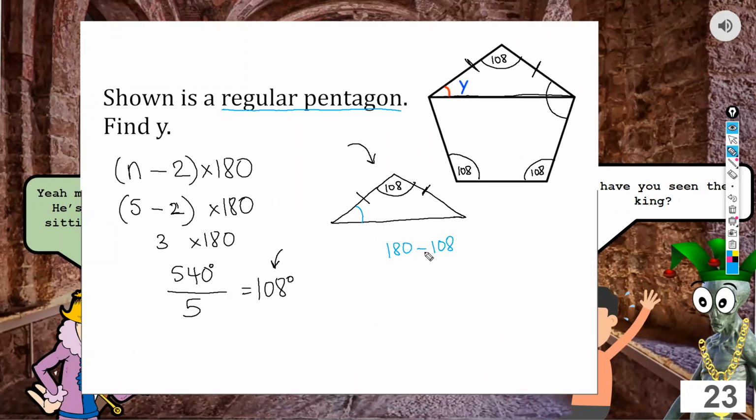When you take the 180 and minus the 108, you will get 72 degrees. But that 72 is going to be split equally between the 2 base angles. So you have to divide that by 2 to get each individual base angle, and you're going to get 36 degrees. So y is 36 degrees. Right? For those who got it wrong, go through the working, make sure you understand your mistake, and let me know on the chat, please.